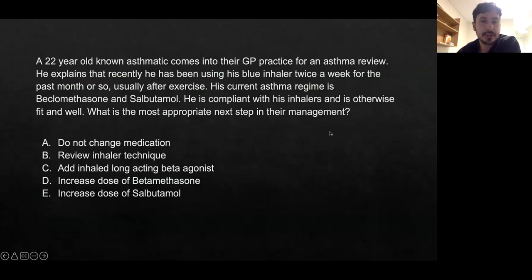So this is a very GP question. A 22-year-old asthmatic comes into the practice for their review. He explains that he's been using his blue inhaler twice a week for the last month after exercise, and he's currently taking beclomethasone and salbutamol. He's compliant, fit and well. What should you do next in their management?